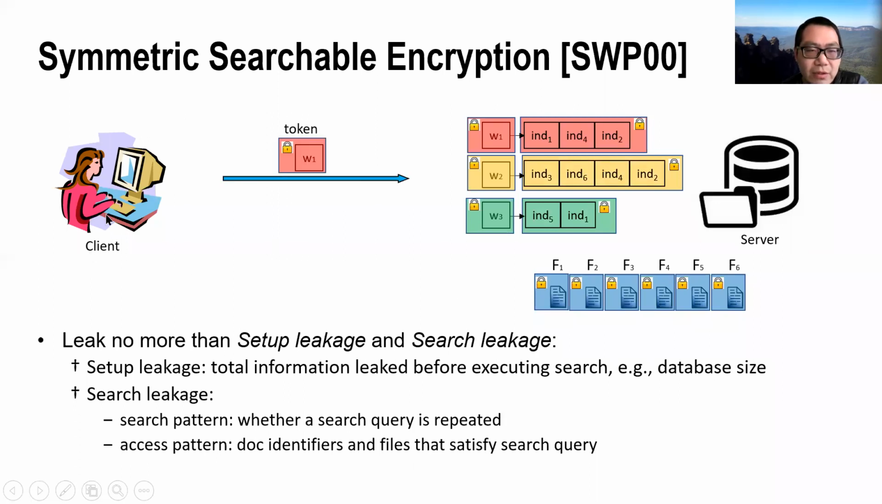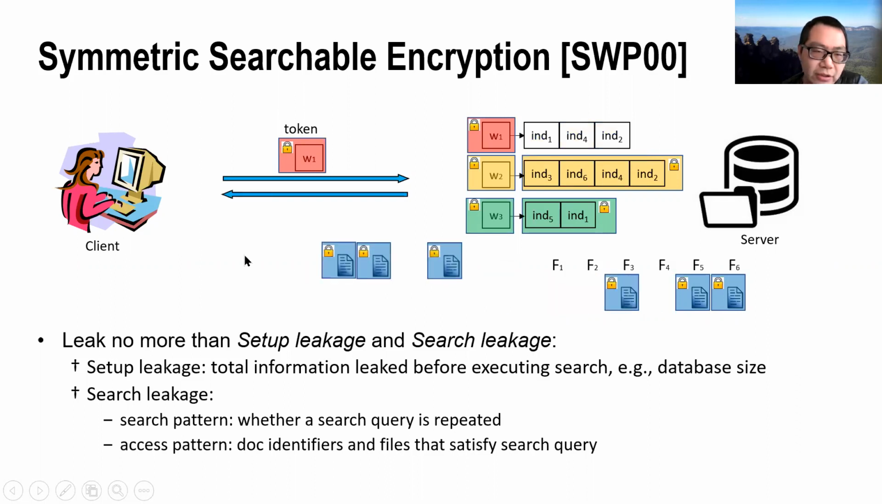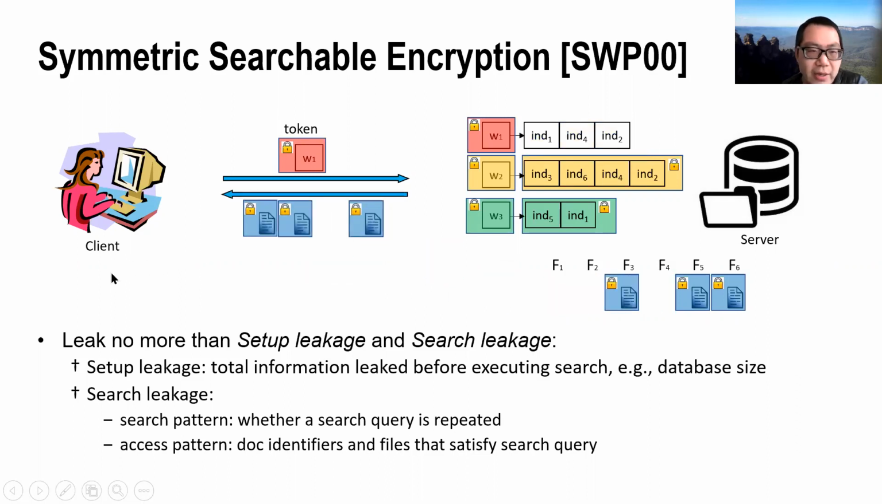Later, when the client wants to search the documents containing some keyword, say W1, she first generates a search token associated with this keyword and sends the token to the server. With the token, the server can find out the corresponding documents matching this query, and then return the documents to the client.